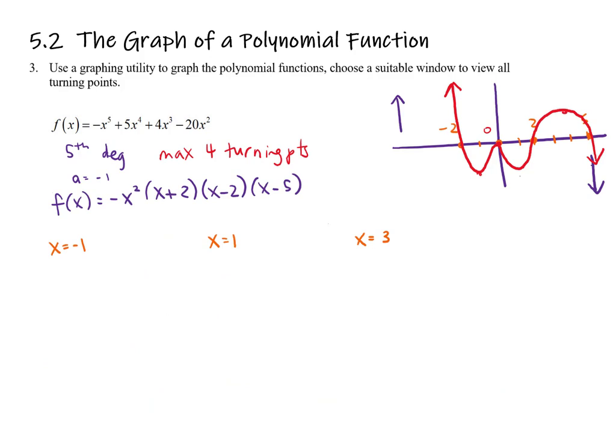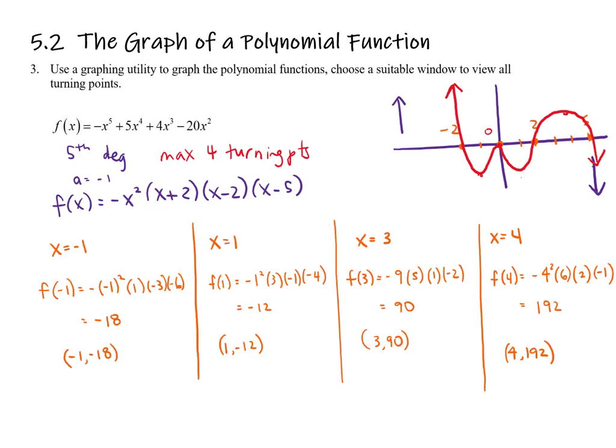So now I'm going to plug in some points in between my x-intercepts. I've chosen the values negative 1, 1, and 3. I could have also chosen 4. Maybe I'll do that also, just to get an idea of what this graph is going to look like. So I plugged in these x values that we've chosen in between our x-intercepts, and you can see their values. I get -18, -1, -18, 1, -12, but then I also get 3, 90, and 4, 192. So the scale of this is going to be quite large.